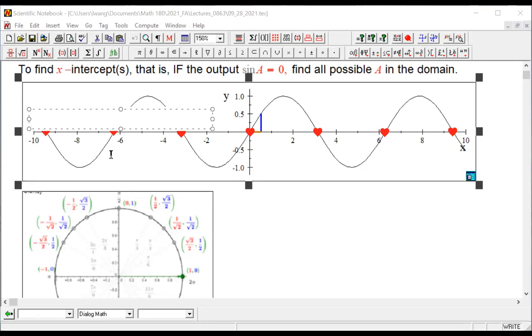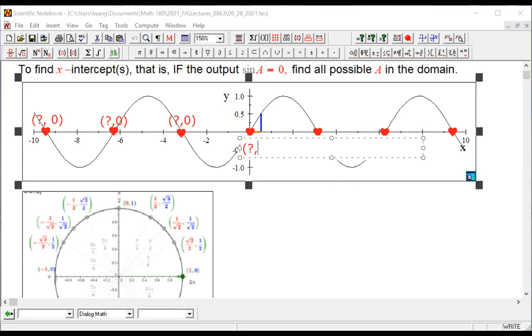On this point, the input is unknown. Of course, we can find out the output is 0. On this point, the input is unknown, the output is 0. On this point, do you guys hear what I'm saying?